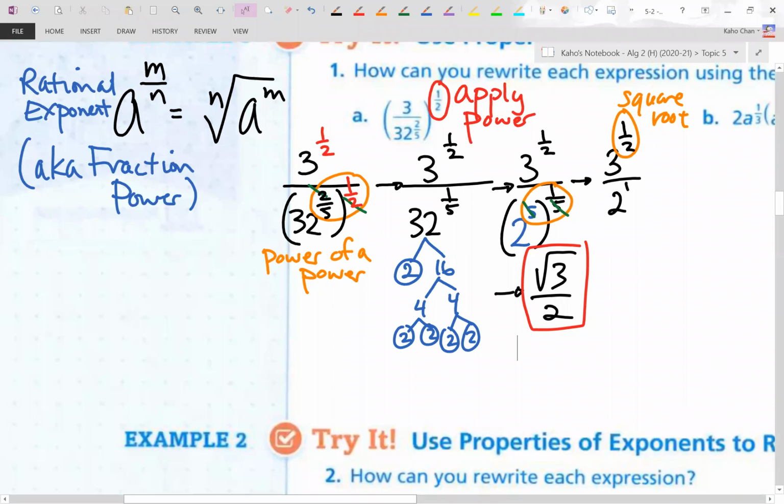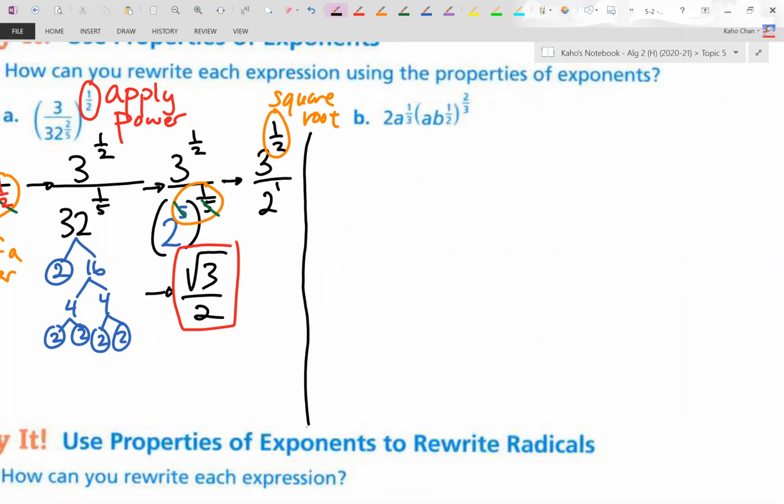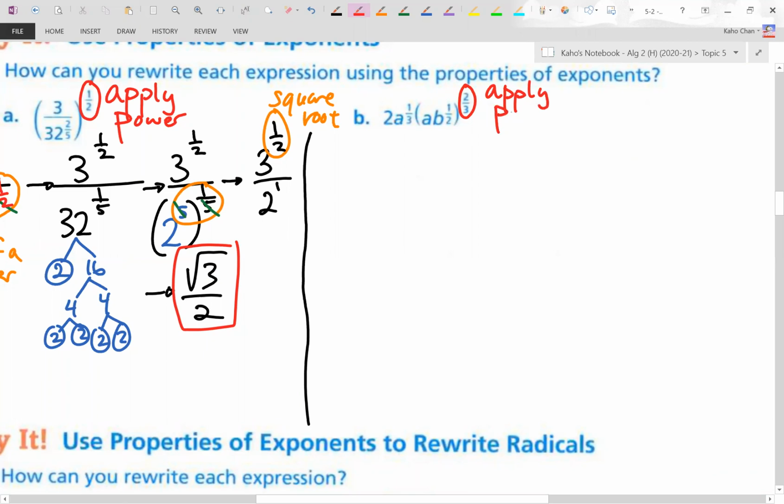All right, let's try the second one. Here we go. Wow, a lot going on here. Take your time. We have 2a to the 1/3. Notice the 1/3 is only attached to the a, not to the 2. Be careful there. And we have times ab to the 1/2 to the 2/3. The one thing that sticks out first to me is that power on the outside. That's going to apply to the pair of parentheses. Let's apply the power and see what happens, okay?